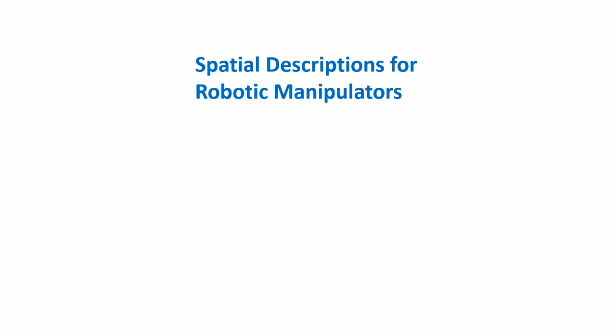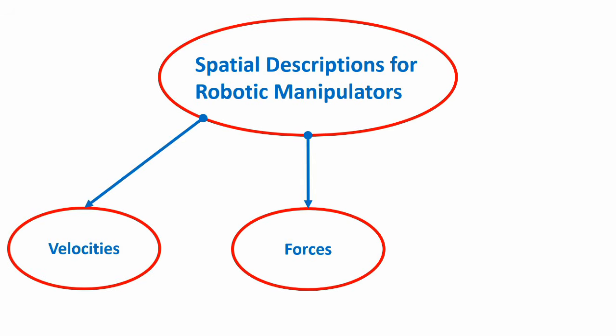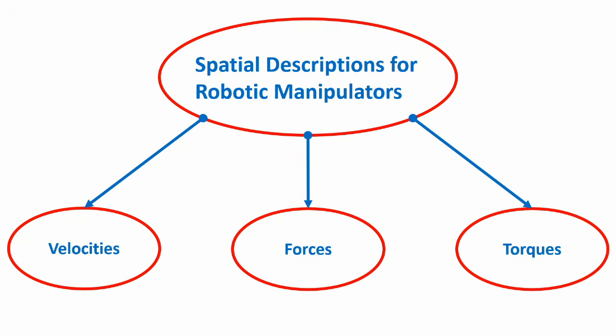In this video, we will be looking at how to describe the position and orientation of objects in a robotics system. This would include parts, tools, and even manipulators. These spatial descriptions would later allow us to calculate linear and rotational velocities, forces, and torques for the robot links.